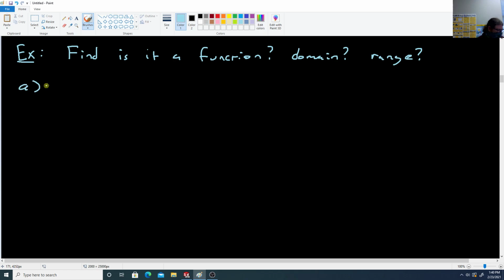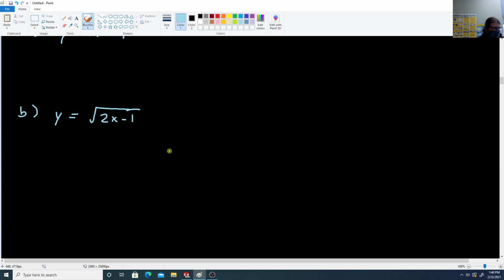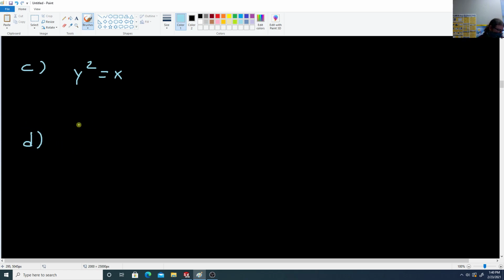So part A, they give us y equals x plus 4. In part B, they give us y equals square root of 2x minus 1. In part C, we get y squared equals x. In part D, we get y is less than or equal to x minus 1. And then down here in part E, we got y equals 5 over x minus 1.